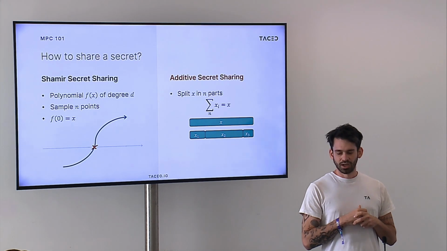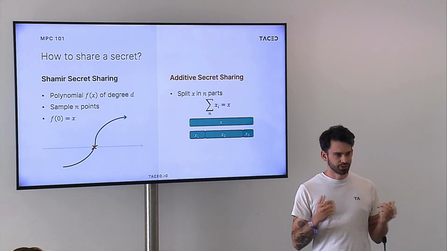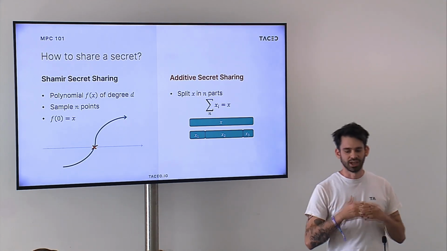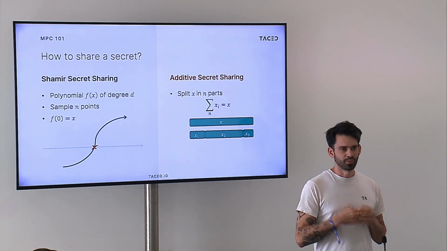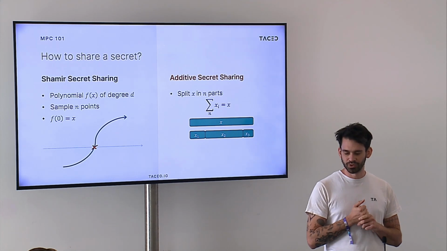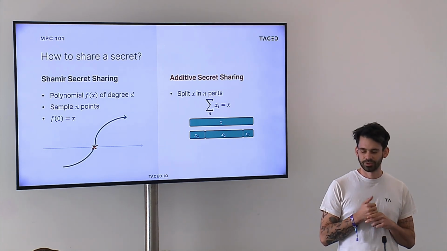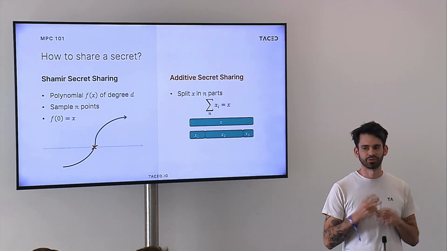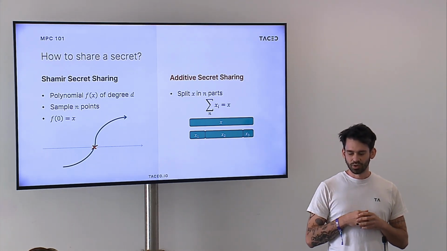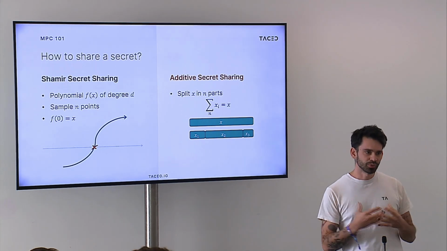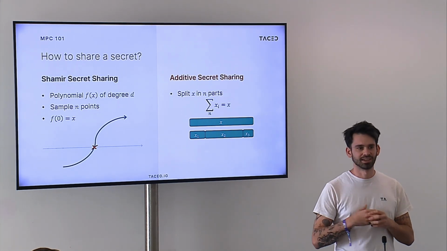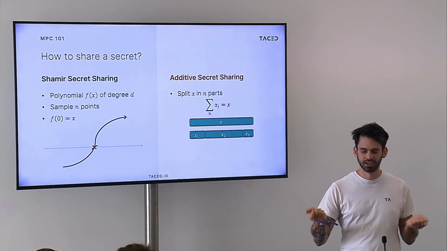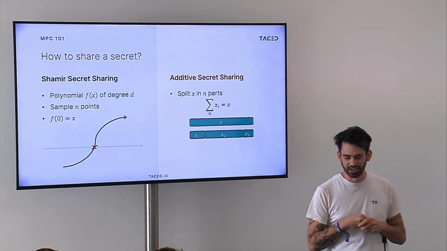Okay? So from that polynomial that you then have, you sample n points and send them to n different parties. From high school math, we know that if you want to reproduce a polynomial of degree d, you need d plus 1 points, which is usually called the threshold t then. So in order to reconstruct the polynomial, you need to get t points, so d plus 1 points, then you can reconstruct the polynomial, evaluate it at 0, and get your x back.